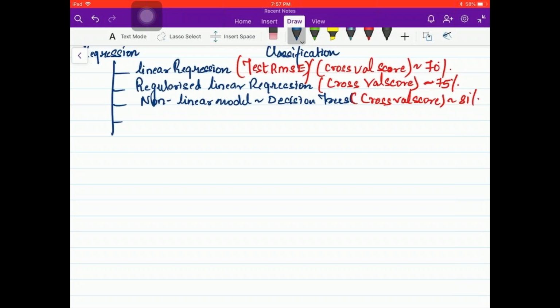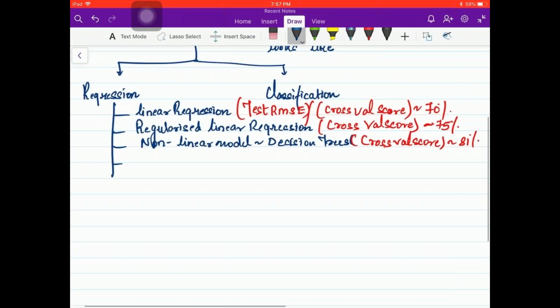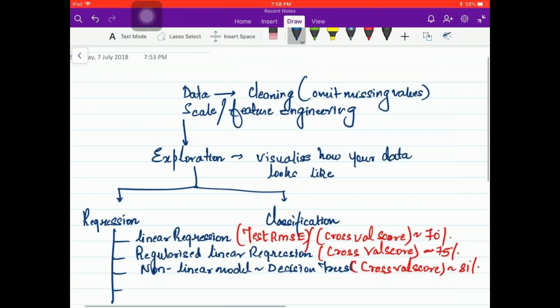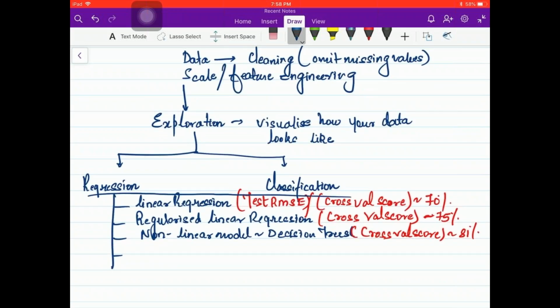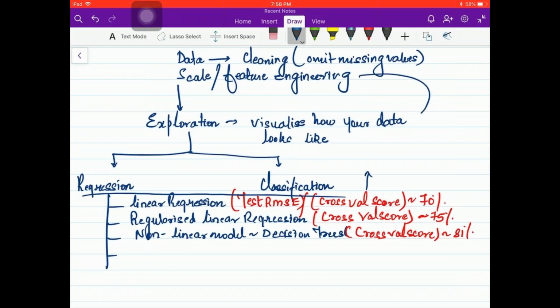One thing I forgot to mention here is a very important part, after you decide this, before the model fitting. I think I've already mentioned this in the feature engineering, but special mention has to be made about it.